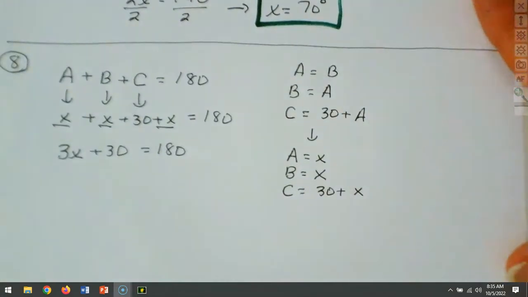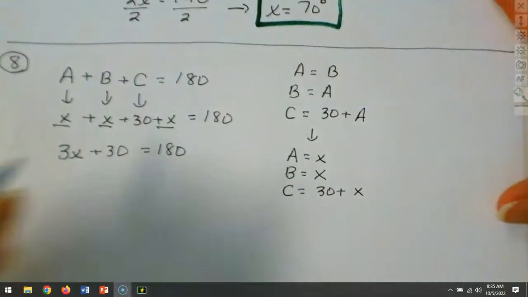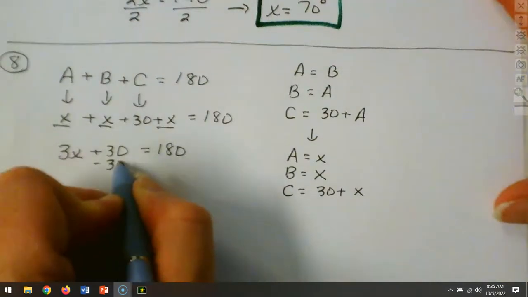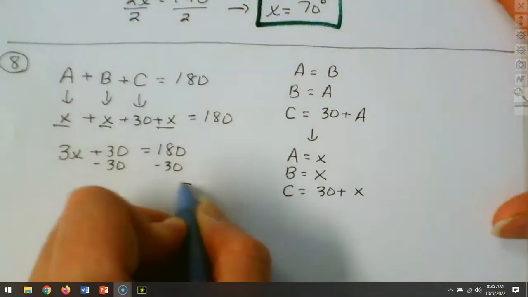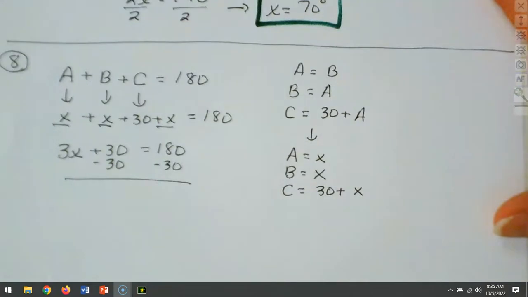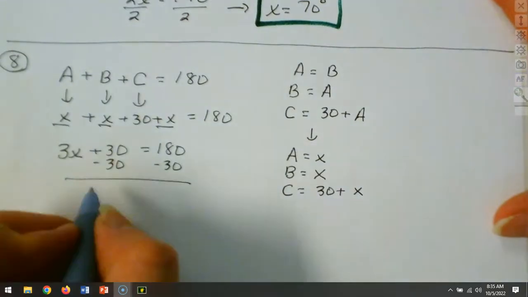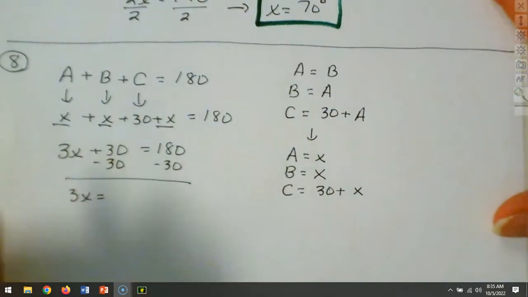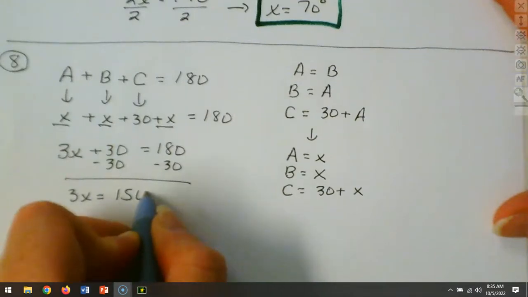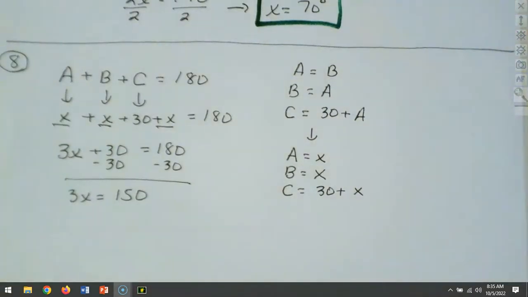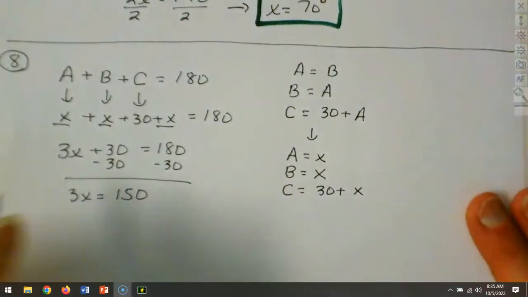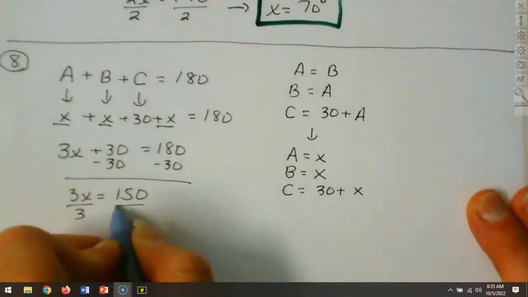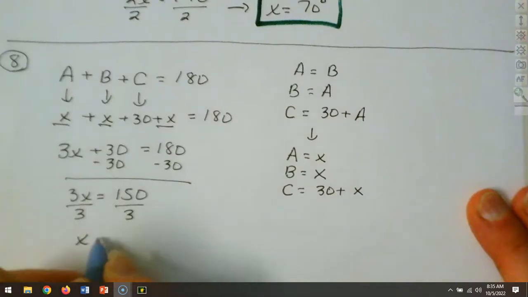So this can go together. My next step would be subtract our 30 from each side. And if I do that, then I have 3x equals now 150. Okay. And what do we do for our last and final step here? Yeah, we're going to divide by our 3. And that leaves me then with x equaling 50.